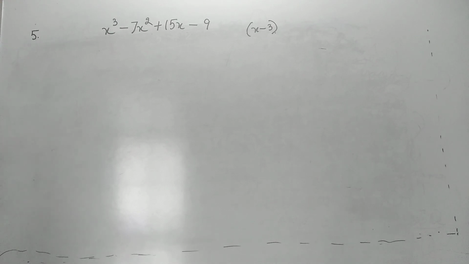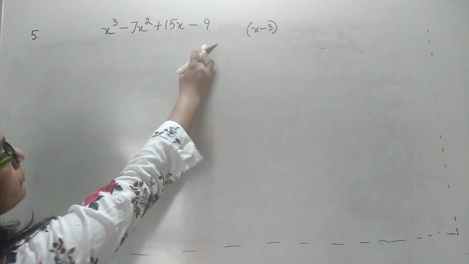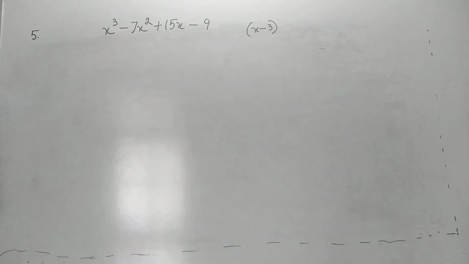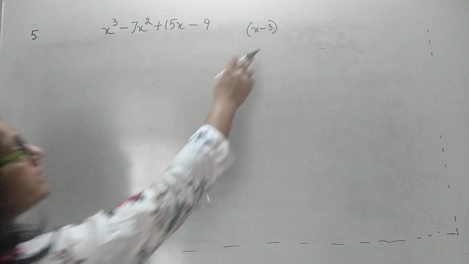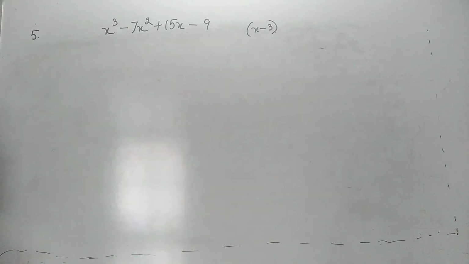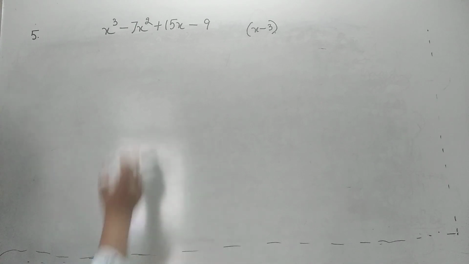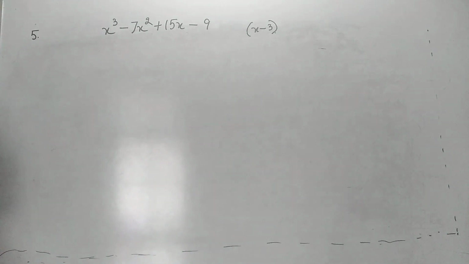Okay, students, we are continuing with factor theorem. So let's come to the fifth question. In this fifth question, we are given one polynomial. The question is, we have to show that x minus 3 is a factor of this polynomial, which is very simple. We have done the questions on that. The second part is, we have to factorize it.